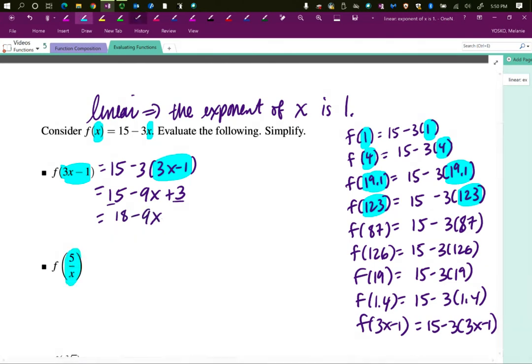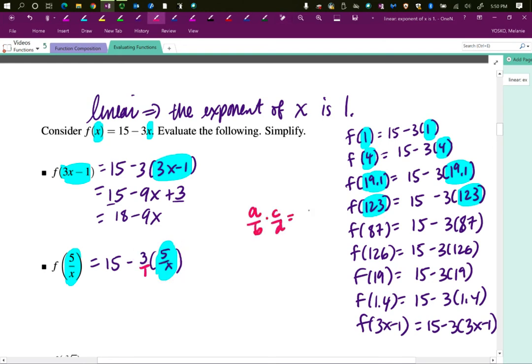Keep going. So I've changed the input to 5 over x. So this is 15 minus 3 times 5 over x. That makes sense? And we can clean this up a little bit. We can write this as 3 over 1. And we're looking at fractions. We can multiply the numerator times the numerator, like this, and the denominator times the denominator. Because if you have fractions, a over b times c over d, we get ac over bd. So you end up with 15 minus 15 over x. And if you want to build a common denominator, you can, but you don't have to in this case.